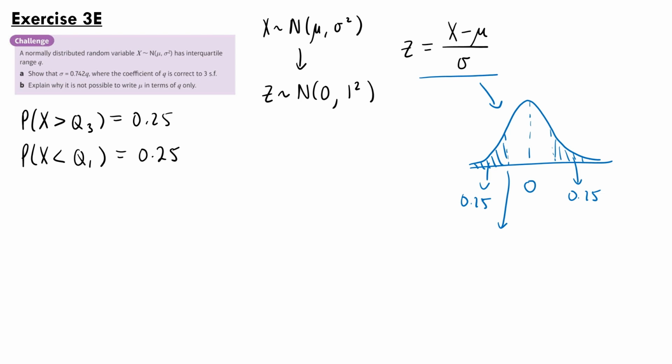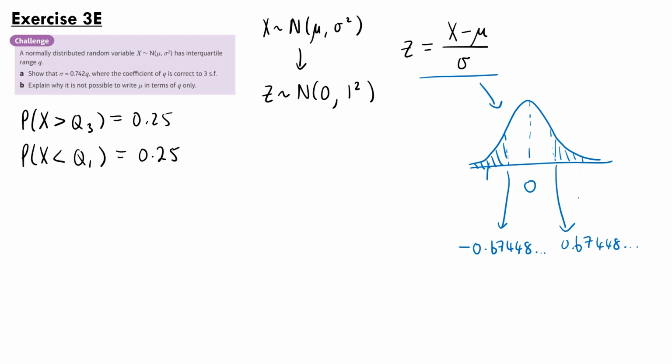That gives us minus 0.67448, and so on. And then this value here, by symmetry, is then going to be positive 0.67448. Okay, so those are our two z values.